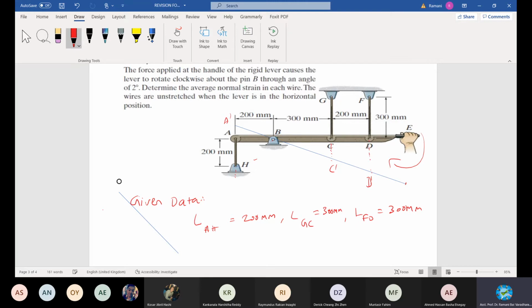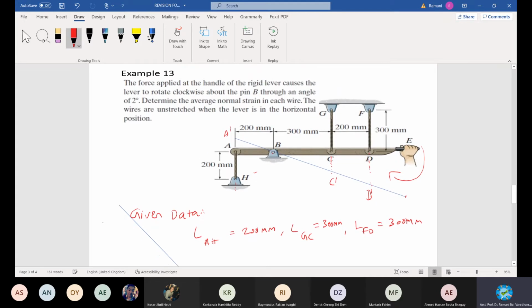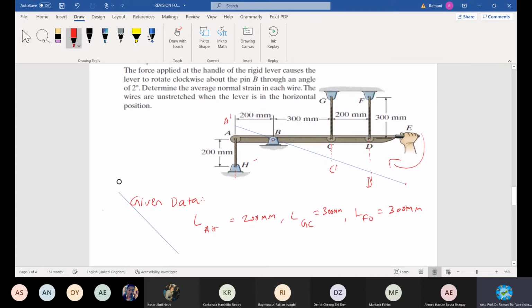If I take this as a force applied to the handle of a rigid lever. This is a lever. It's a lever arm. This is the lever, or lever, you can use it anywhere. This is the lever arm, where you tend to rotate the lever arm. Now when you rotate it, the lever will change the position from AD to AD dash and E dash. We are rotating actually.